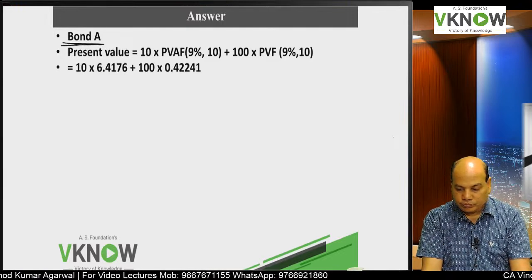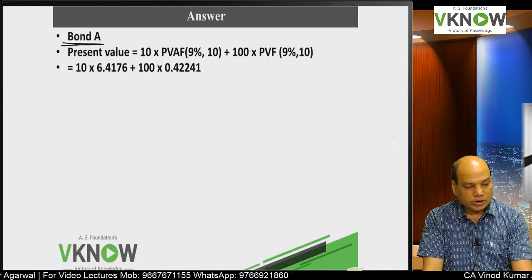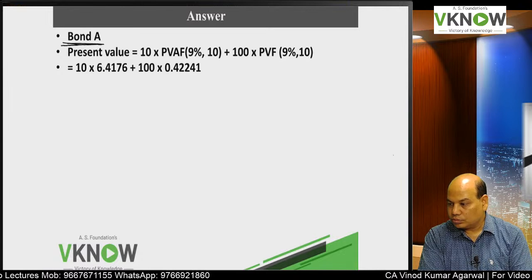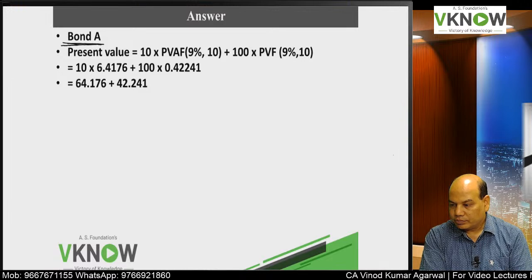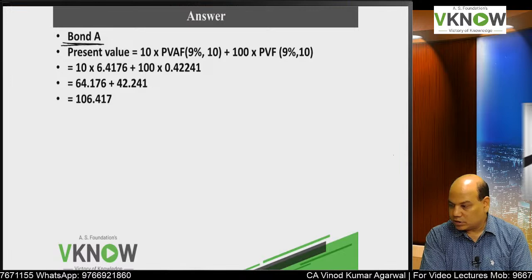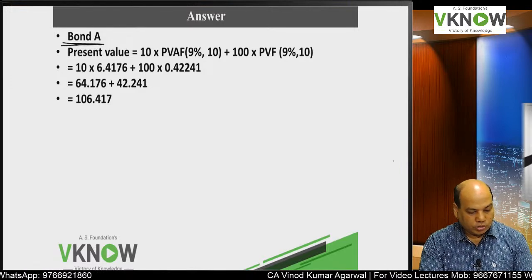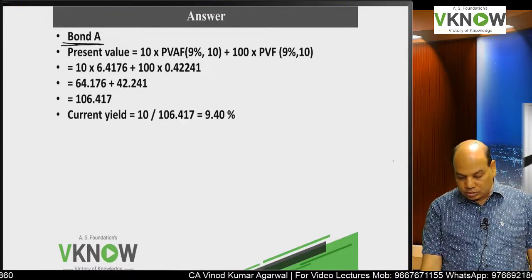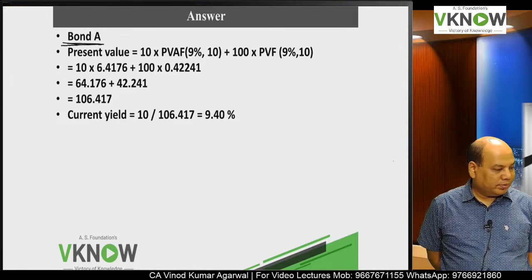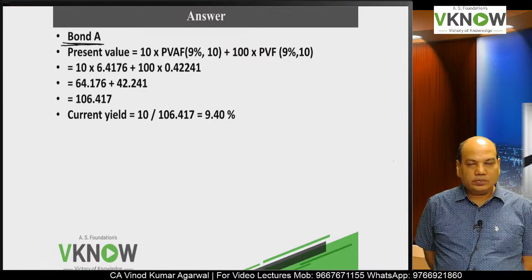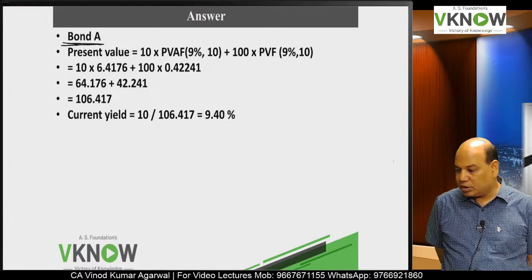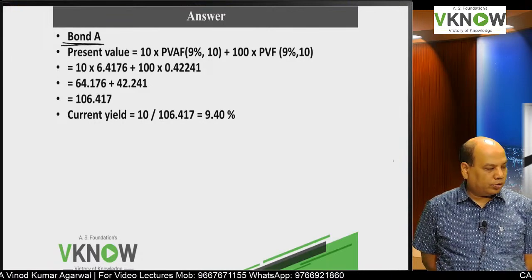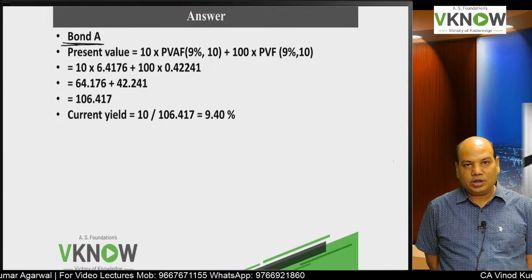So 10 into the factor for 10 years and 9%, which is 6.4176, plus 100 into 0.42241. So the present value of this bond will be equal to 106.417. Please check. If you look at the institute answer below, they have also got the same answer. Now write down current yield. Current yield is equal to 10, the coupon, divided by 106.417, the price. So that is 9.4%. Current yield is equal to 9.4%.